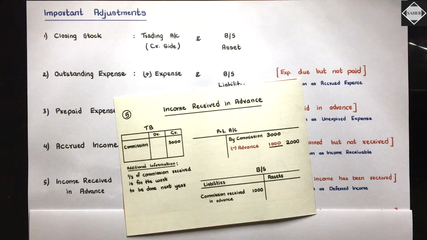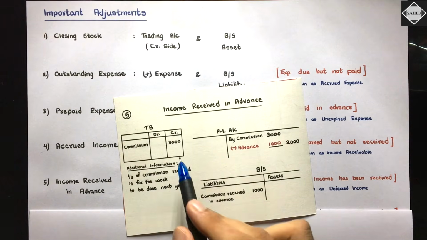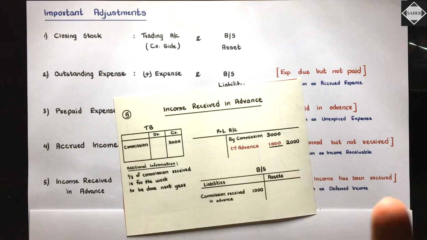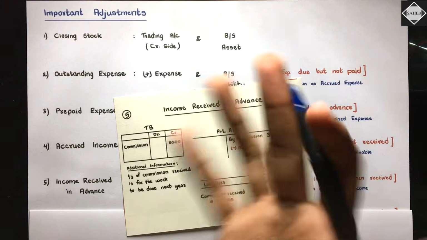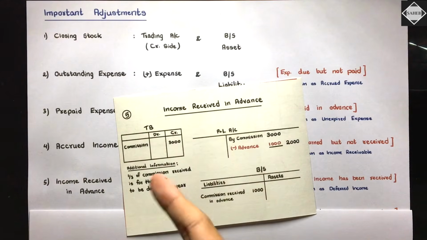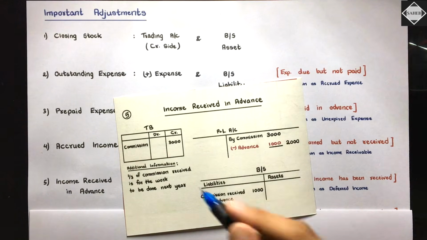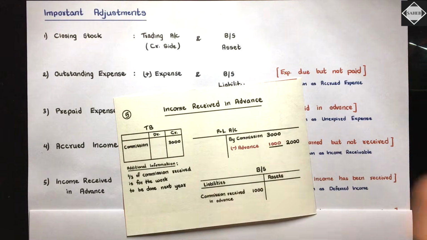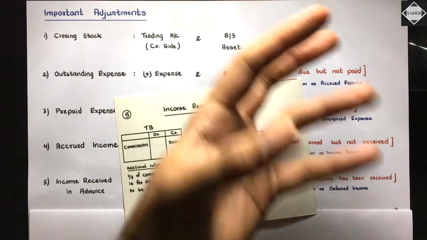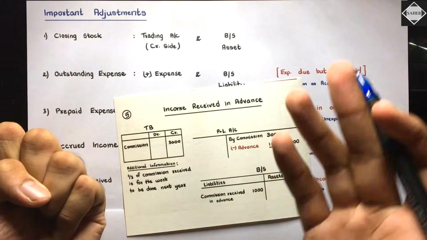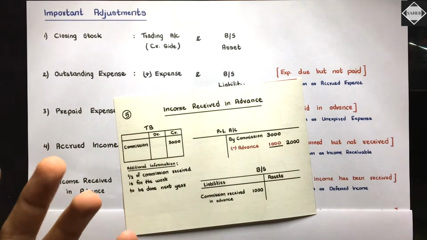And in the additional information, we come to know that 1/3 of this, that means 3,000 into 1/3, that is 1,000, among that 3,000 is for the work to be done next year. We haven't provided the service yet and we have received 1,000 commission. Do you understand? So now what does that mean? It means if that customer comes and says, I don't want you to do my work next year, give me my 1,000 money back, then we will have to refund. We have not earned that money. It is unearned income. We have received it, that's fine, but we have not done the work for it. That is the logic over here.